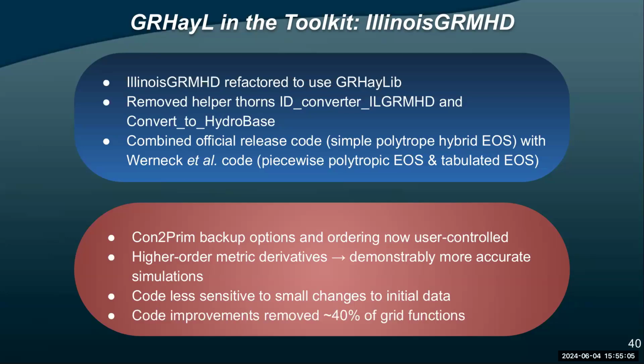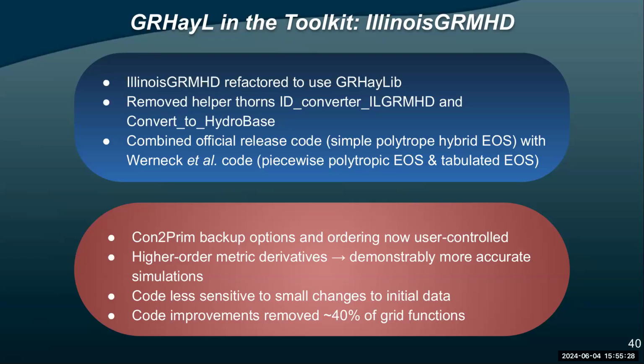And also due to these code improvements and how we cleaned it up, we removed 40% of the grid functions from IllinoisGRMHD because we just don't need them anymore. That's quite a lot of grid functions actually. I don't remember the count off the top of my head, but it's probably close to 30 or 40, I think. It's definitely more than 20.